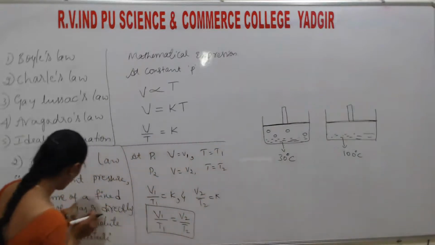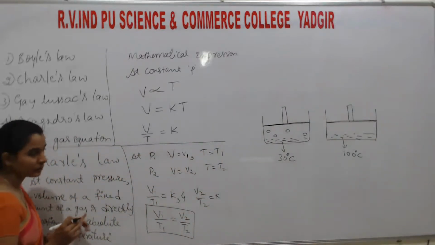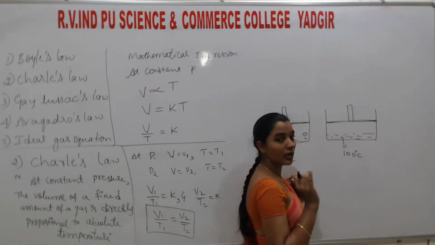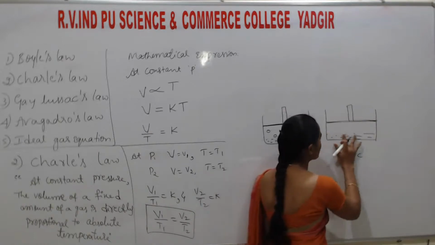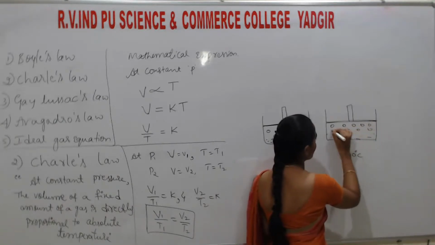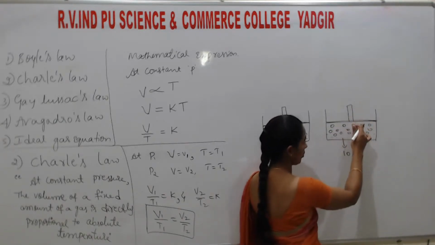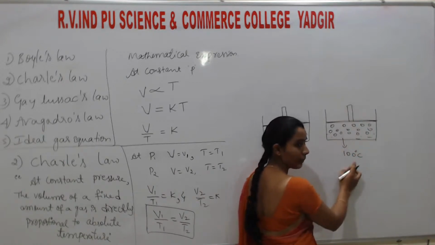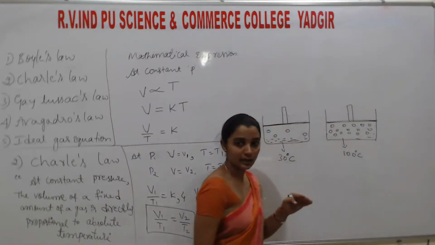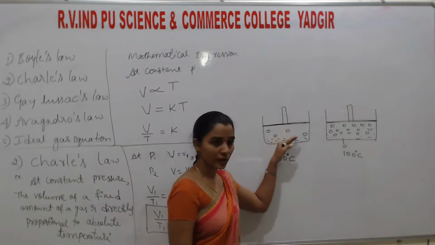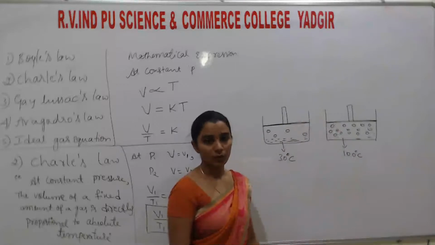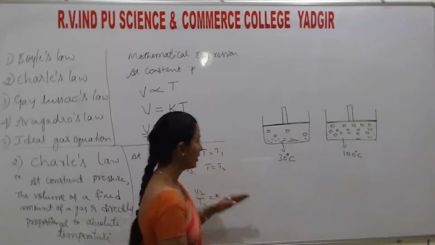Here what am I telling? The volume of a fixed amount of the gas is less. If we increase it to 100 degrees Celsius, water completely boils. So all this liquid is converted into what? Gas. Here what happens? At the same pressure, only by increasing the temperature, the volume of the gas increases; here the volume of the gas is less. That means if the temperature is less, the volume of the gas is also less. If the temperature is more, the volume of the gas is also more. Understand? That is Charles' law.